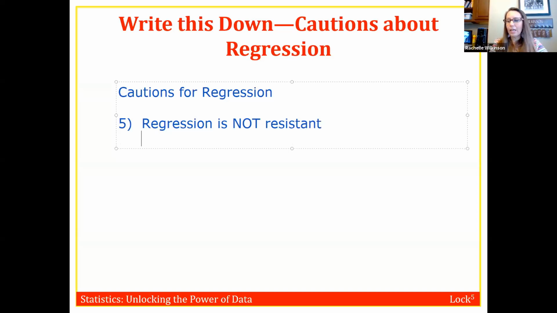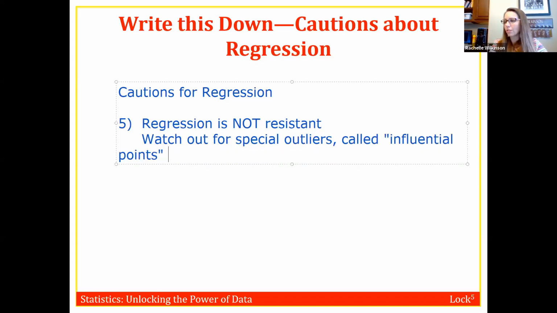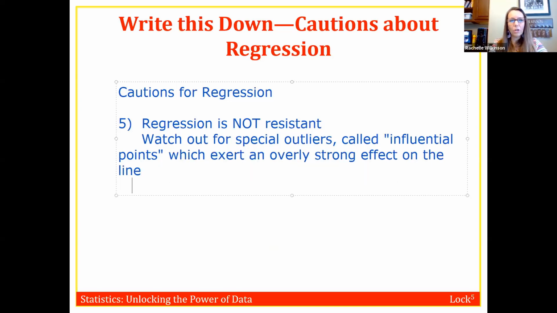So I'm going to say, in particular, watch out for special outliers called influential points or influential observations, which exert an overly strong effect on the line. So let's talk for a second about a regular outlier versus one of these influential point outliers, and then I'm going to show you how each of those things can affect our line.